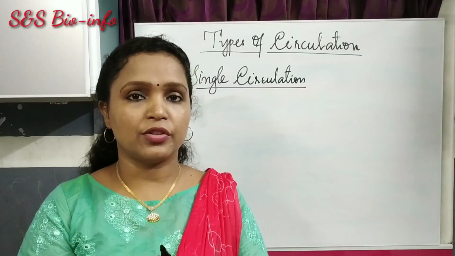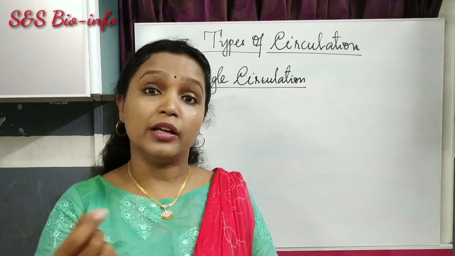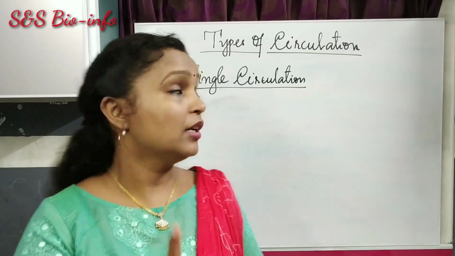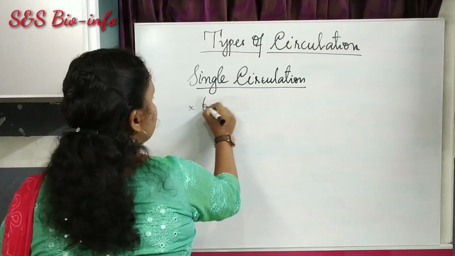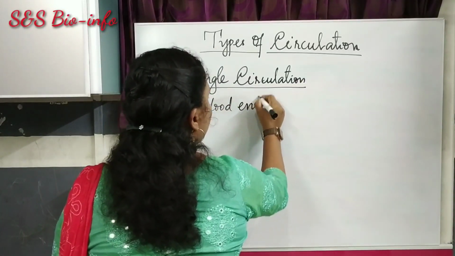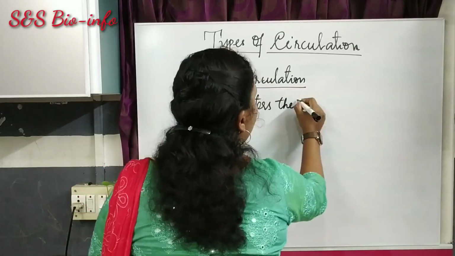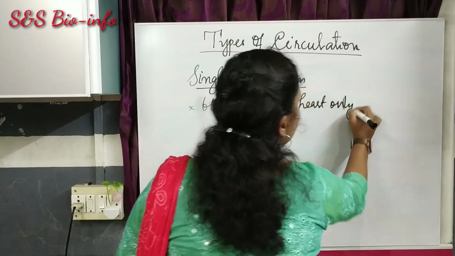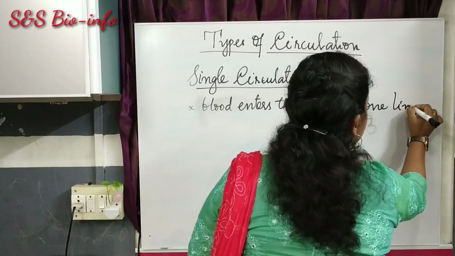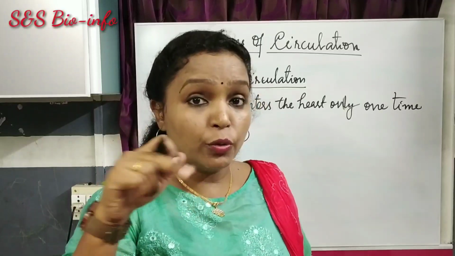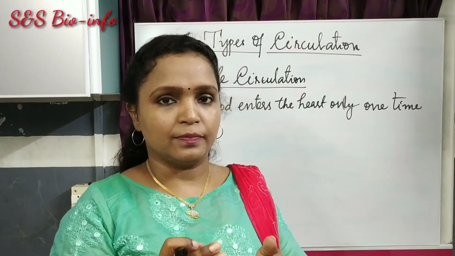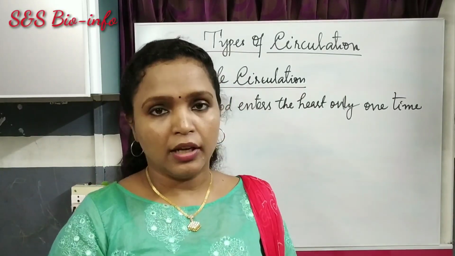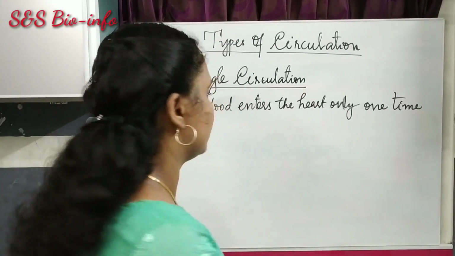In single circulation, blood enters the heart only once during one complete circulation. Did you get it? Blood enters the heart only one time, once, during one complete circulation. One complete circulation means a heart pumps blood to different parts of the body. It is usually found in fishes.